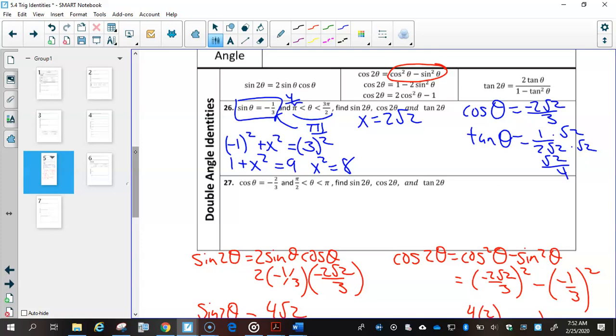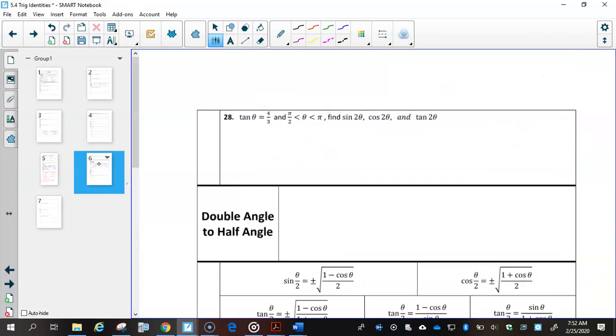As you're going through these problems, I would pay attention to your x, r, y, and see if any of them are Pythagorean triples. If you go to this one, number 28, you'll see that you have tangent, which is y over x, which means r has to be 5. So if you know 3, 4, 5, if you remember those, that may help you so you don't have to go through all the work.